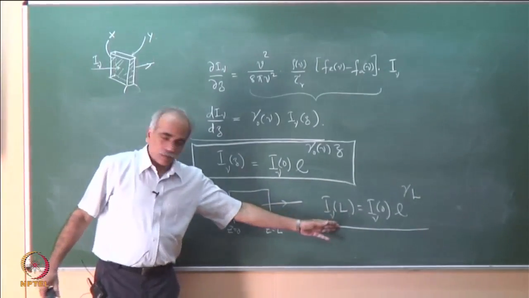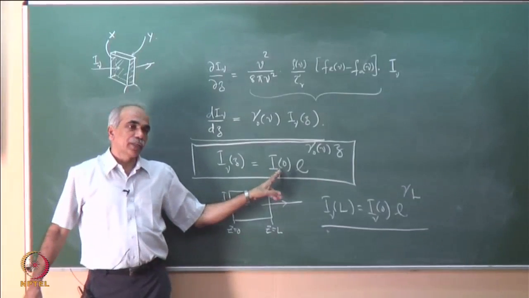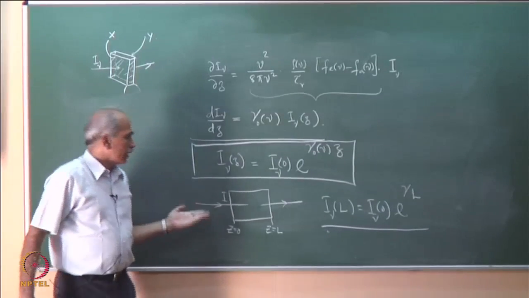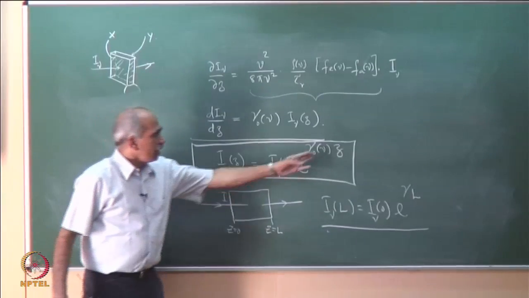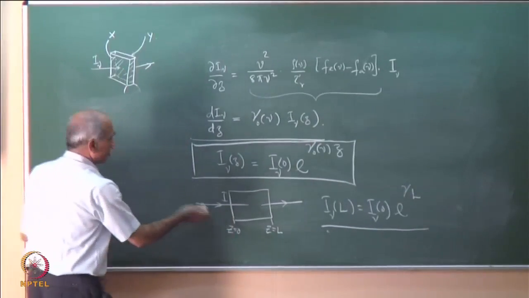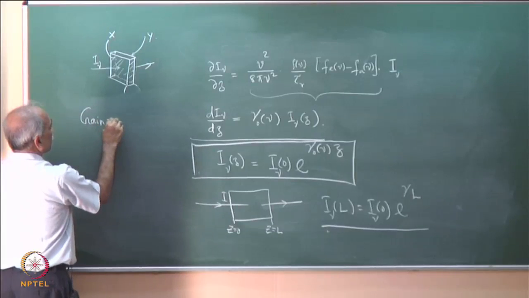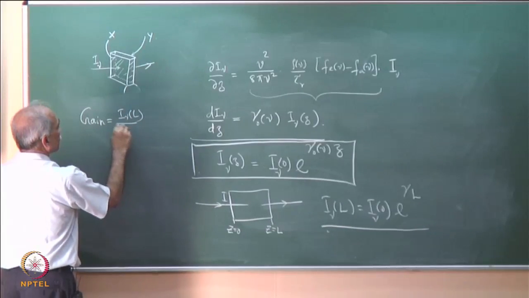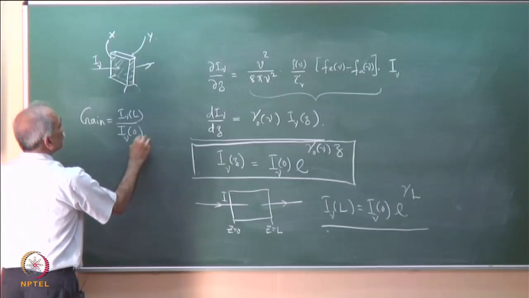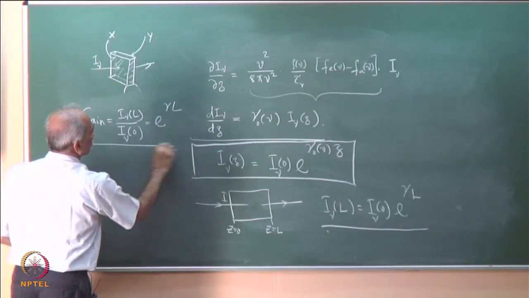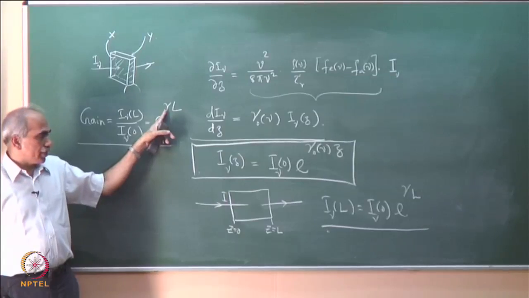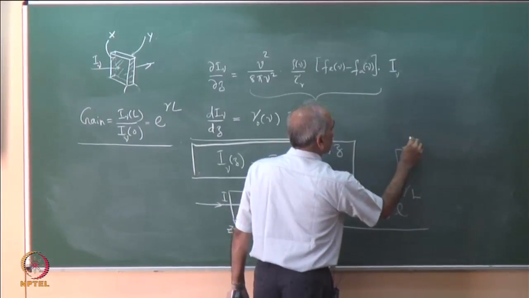So I_nu of L or I_nu of z will be greater than I_nu of 0 if gamma is positive. When will gamma be positive? This tells that there is amplification. So what is output by input? Therefore the gain is equal to I_nu of L divided by I_nu of 0, equal to e to the power gamma L. This is the gain, not the gain coefficient; gamma is called the gain coefficient.